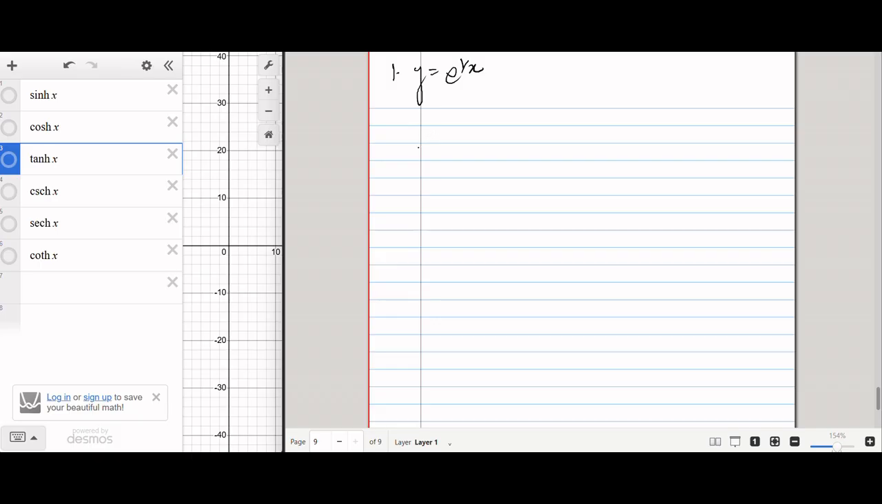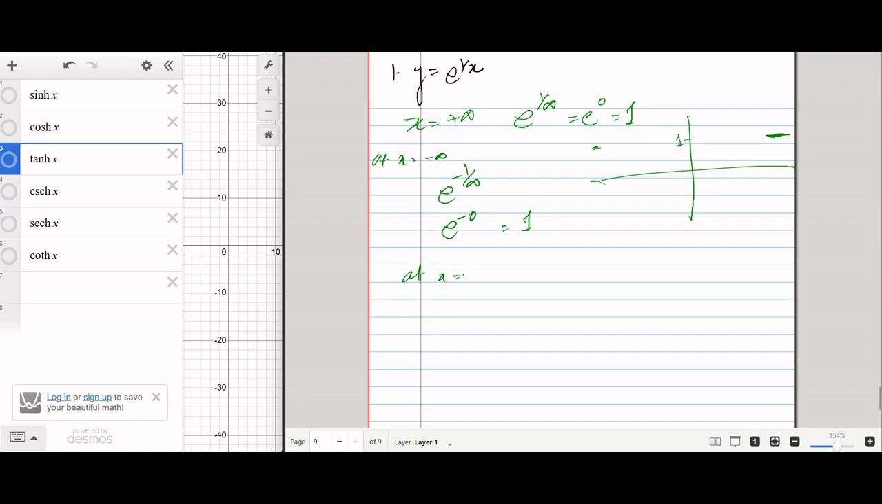What happens at x equals 0? Let's do x equals plus infinity first. It's 1 by infinity, which is 0, so e power 0 is 1. So at x equals infinity, the function goes to 1. At x equals minus infinity, it's e power minus 1 by infinity, so e power 0, so again it's 1. But at x equals 0, what happens? e power 1 by 0, so it's infinity.